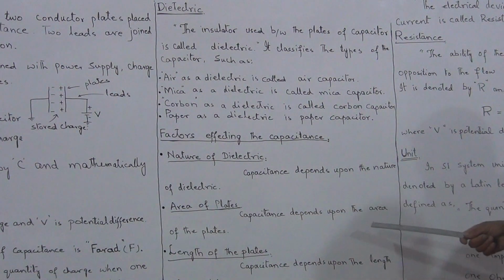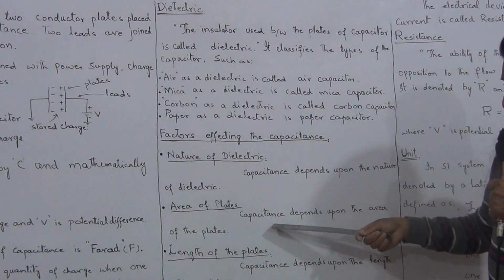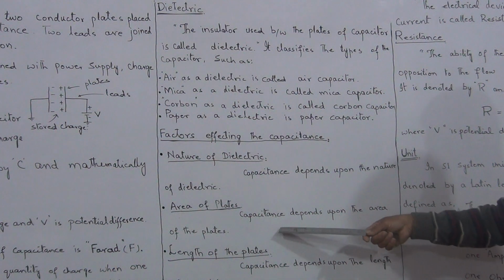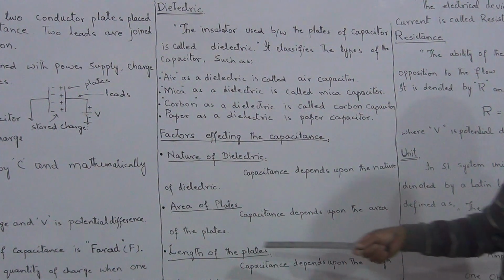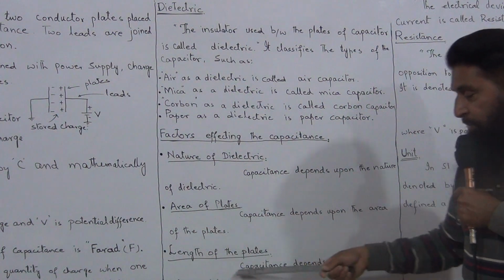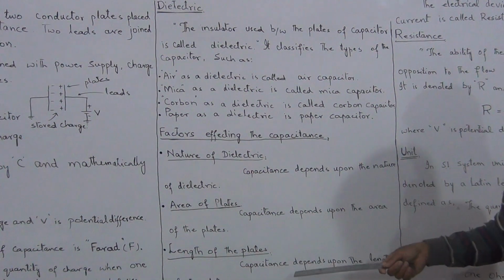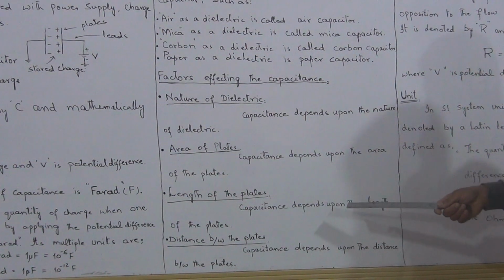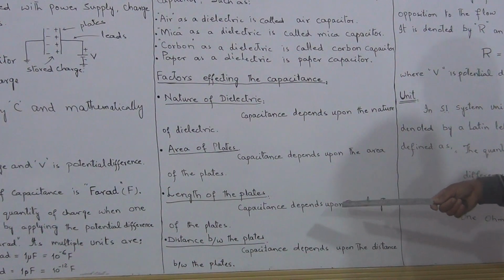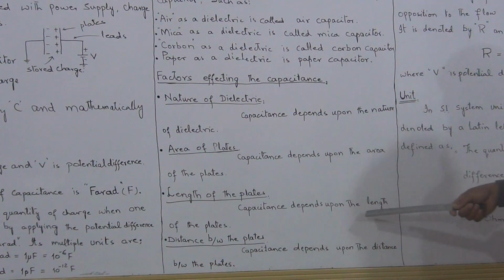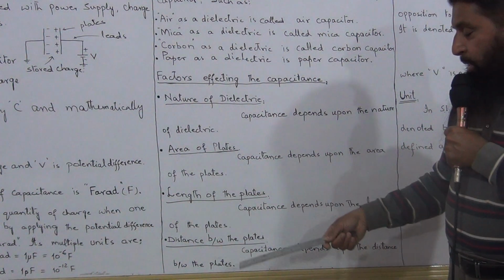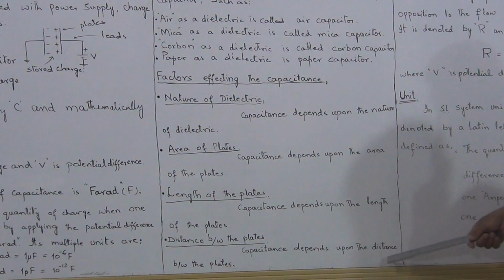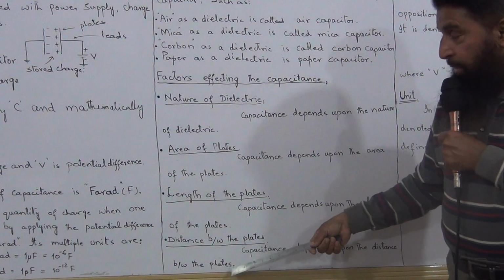Area of the plates. If we increase the area of the plates of the capacitor, capacitance is increased. Therefore, capacitance depends upon the area of the plates. Now, length of the plates. When we increase the length of the plates, the capacitance of the capacitor is also increased, meaning it stores more charge. Therefore, capacitance depends upon the length of the plates. Then the distance between the plates. Capacitance also depends upon the distance between the plates.